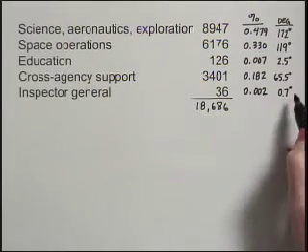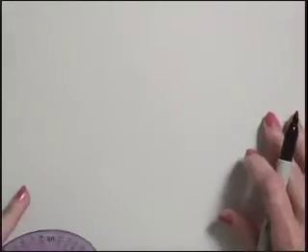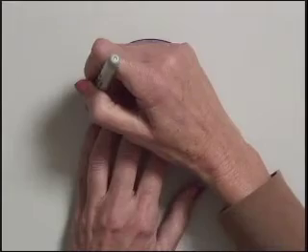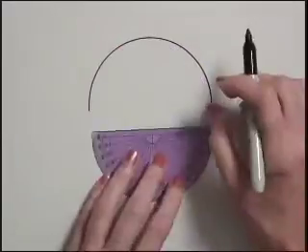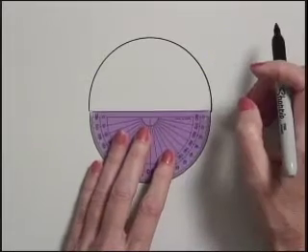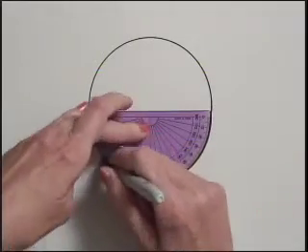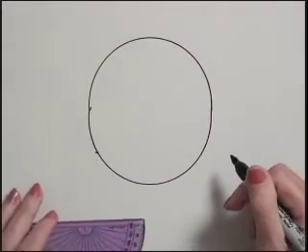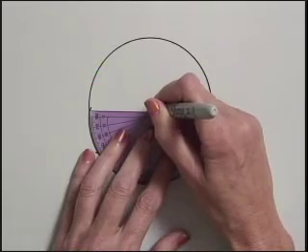Now that we've come up with the degree measures that we would need, we're going to now draw a circle. Go ahead and get a new sheet of paper for this, and I'm going to use a protractor. And I'm going to draw a circle. Of course, you could use a compass to do the same thing. This isn't going to be exactly accurate, but it's going to be close enough for you to get the idea of how to work with it. Our center of our circle is approximately right here.